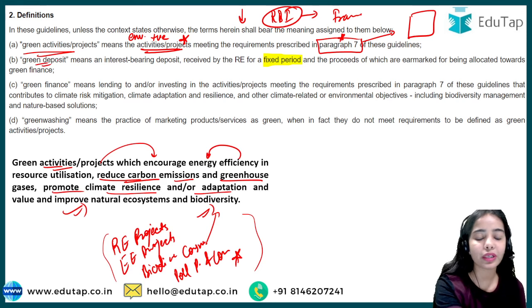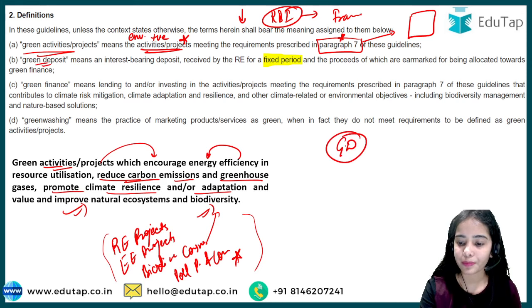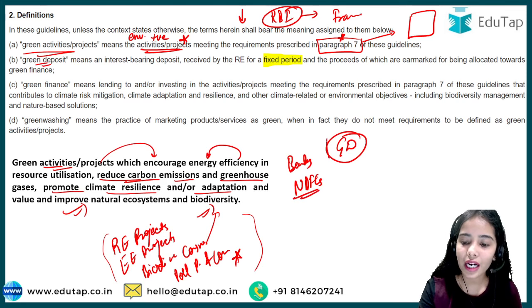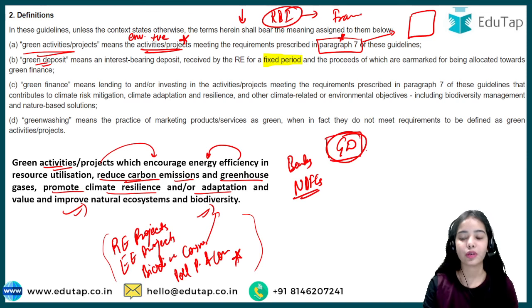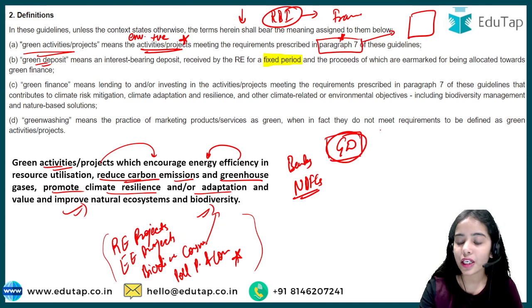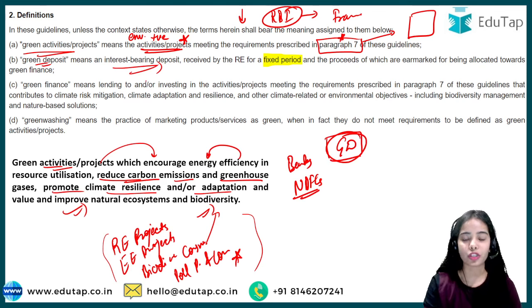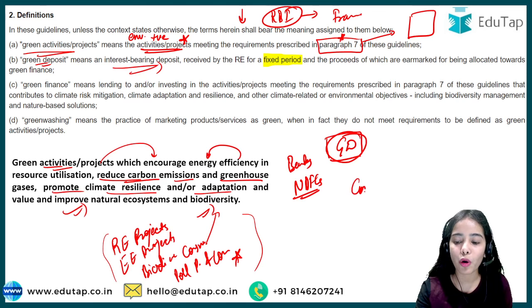So now coming to green deposits. I have told you that the banks and some of the NBFCs can take deposits. So they are going to take the green deposits. Now these green deposits are interest bearing deposits, because why else would the consumer want to deposit the money?